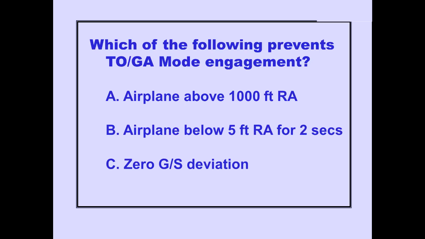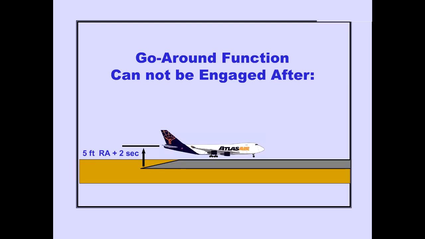Question. Answer B is correct. During descent, the go-around function disarms and cannot be engaged 2 seconds after passing through 5 feet radio altitude.